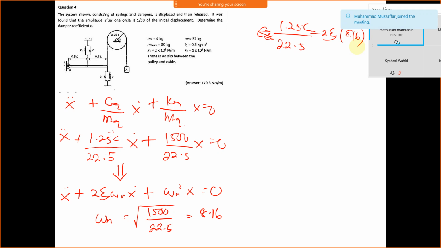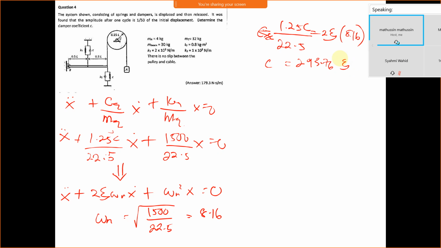Then from here we can find what is our C equivalent in terms of zeta. So ataupun C lah. C in terms of zeta. So berapa C? 8.16 darab 2 darab 22.5 bagi 1.25, 293.76 zeta. So still tak boleh nak solve, dan kita kena dapatkan zeta dululah.